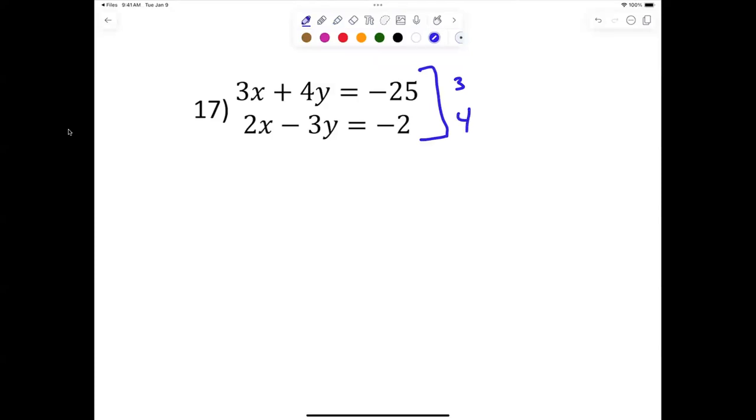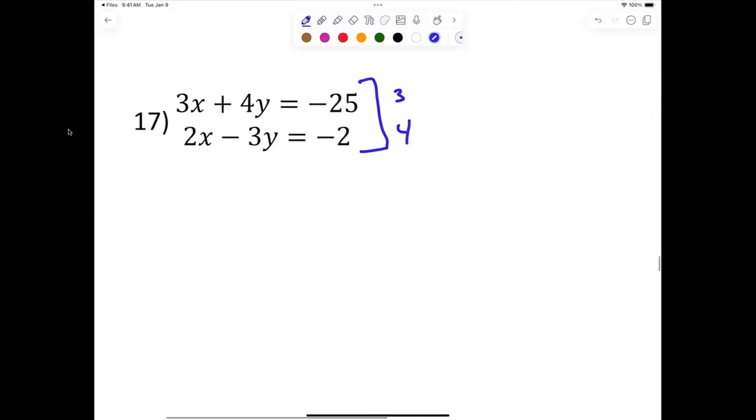Multiply the top by 3 and the bottom by 4, and then the y's will cancel. I like to find the one that already has a positive and a negative. That way I don't have to multiply through by a negative. All right, so if I multiply the top by 3, I end up with 9x plus 12y equals, don't forget, -75.